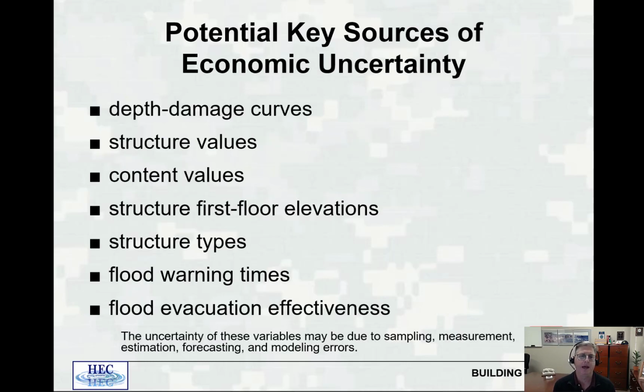Economic uncertainty, depth damage curves. They may be generic depth damage curves and do not represent many of the structures in that particular location. Structure values. If we do a survey, we may not know all the structure values in that particular neighborhood. We may know some of the structure values in that particular neighborhood. Content values. Likely we don't know the values of the contents in the various structures that we have surveyed. And we make assumptions about the content values in the structures we haven't surveyed. Structure first floor elevations. Obviously, we don't know those with precise precision. Structure types. We make assumptions about the structure types.